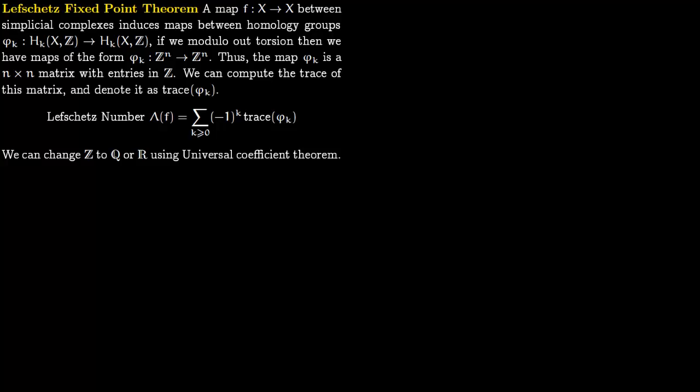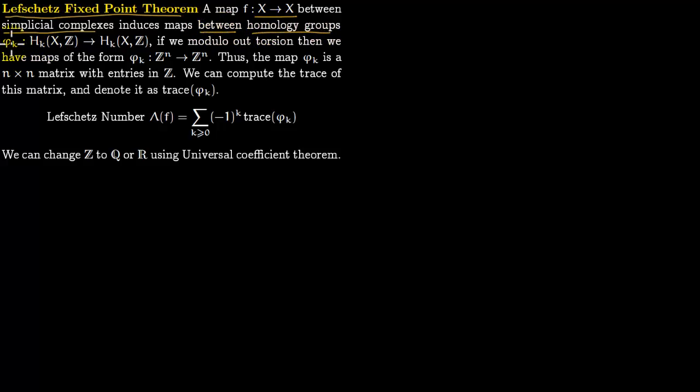In this lecture, we are going to talk about the Lefschetz fixed point theorem. So say you have a map F, a continuous map between simplicial complexes from X to X. We already know that this map is going to induce a map between the homology groups.